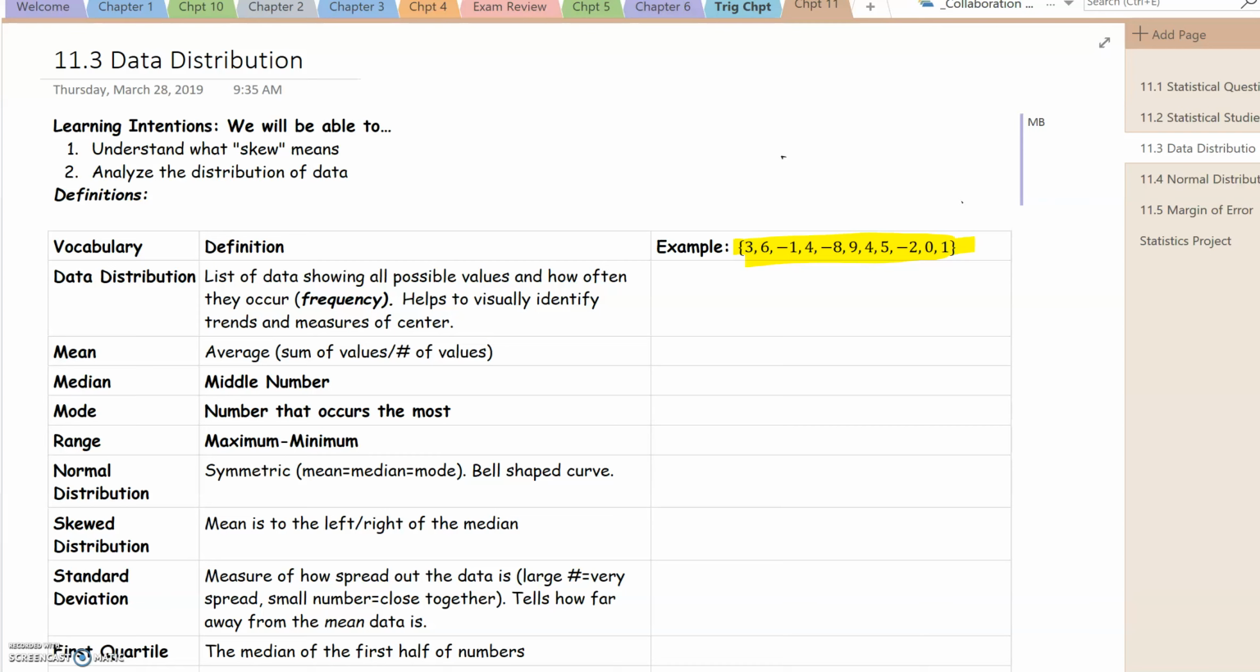Today we're going to learn about 11.3 data distribution. It's our third section of our statistics unit.